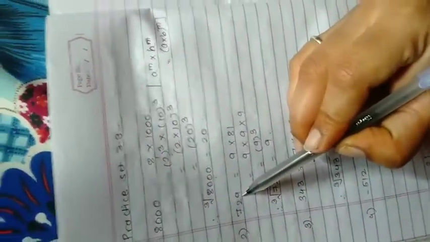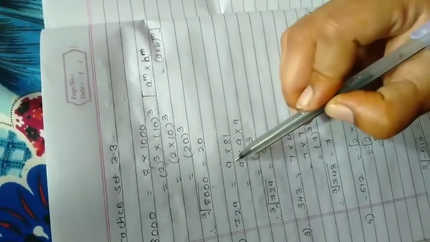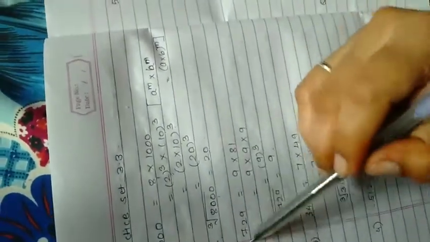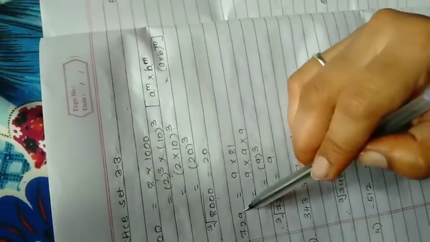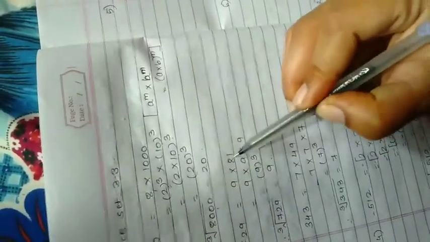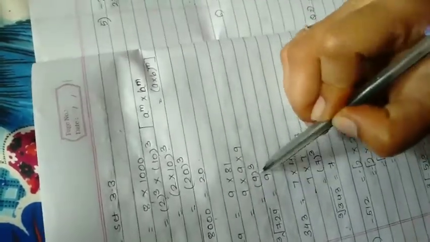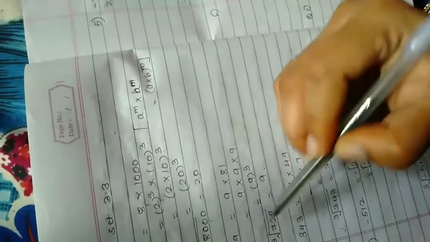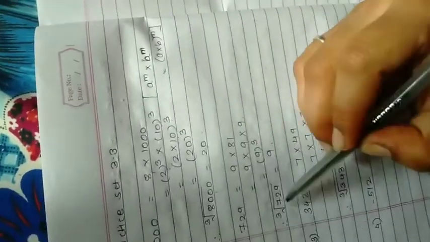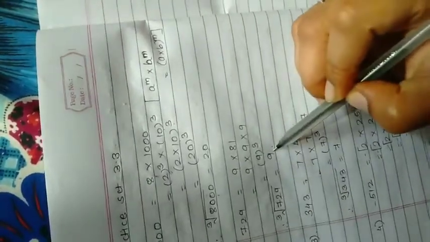Moving ahead to the second sum, that is 729. 729 can be written as 9 cross 81. If you know the cube roots, this is the cube of 9. Directly you can say. So I am writing 9 multiplied by 81. 81 is 9 nines are 81. So this becomes 9 raised to 3. So the cube root of 729 is 9.